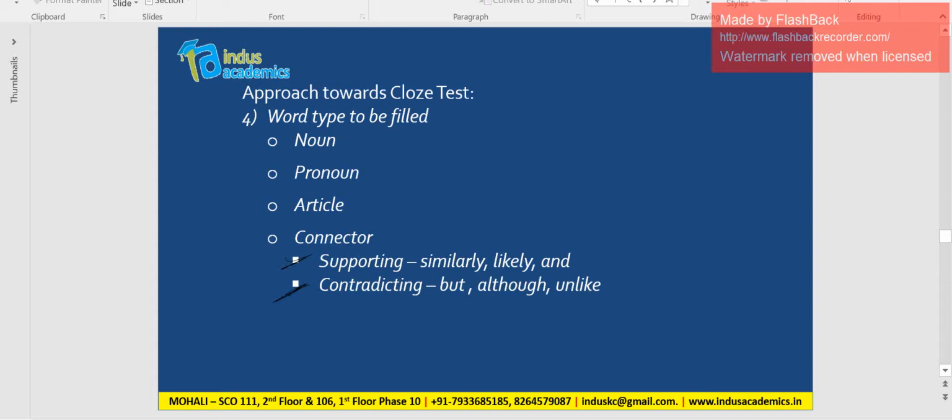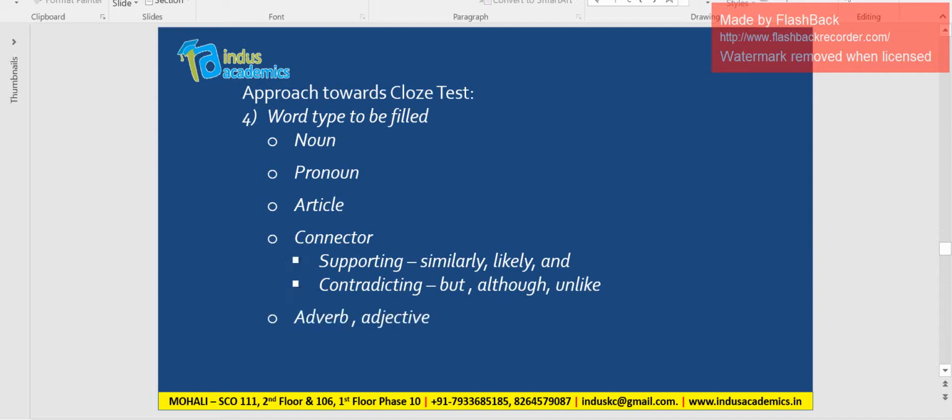Whereas if the two phrases do not match in their context, a contradicting connector will be used, such as unlike, but, although. Like, although he's a good man, he's very strict with the children, or something like that.